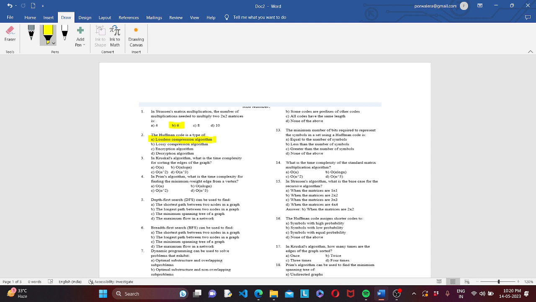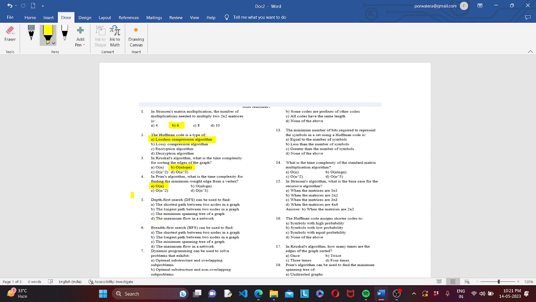Now question number 3 is in Kruskal's algorithm, what is the time complexity for sorting the edges of the graph? So the time complexity would be option B, which is O of n log n. In Kruskal's algorithm, the time complexity is O of n log n. Now question number 4 is in Prim's algorithm, what is the time complexity for finding the minimum weight edge from a vertex? So the answer for question 4 would be A, which is O of n. Let me just mark it.